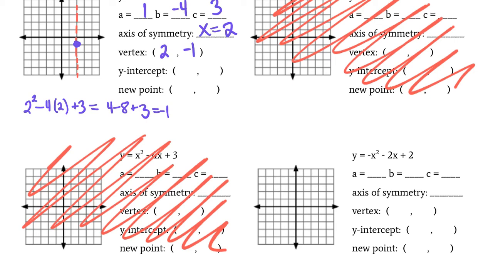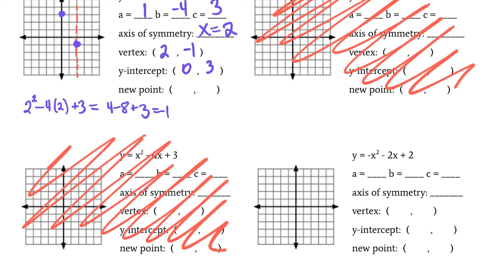So our vertex is at 2, -1. Let's draw that in. All right, this time my y-intercept, I can just look at my c value. In this case, it's 3. So I know I go up 3, and there's a point. All right, so let's write that as 0, 3.